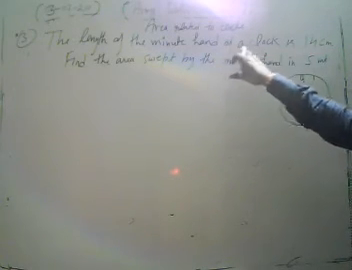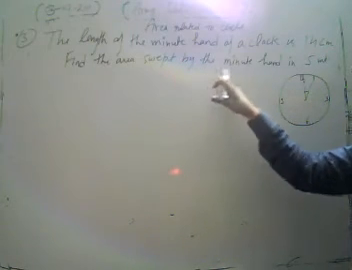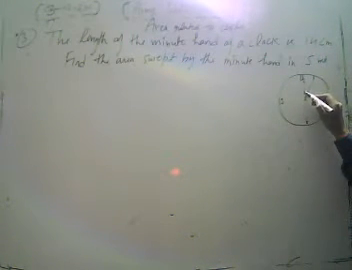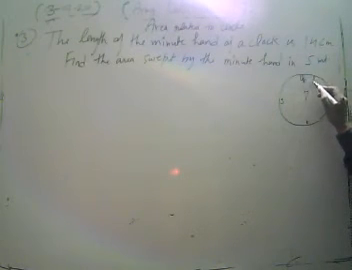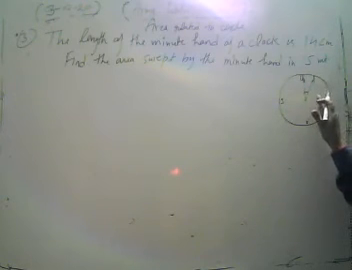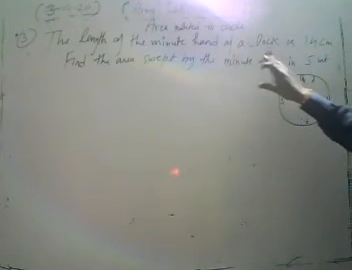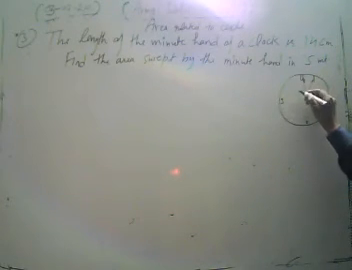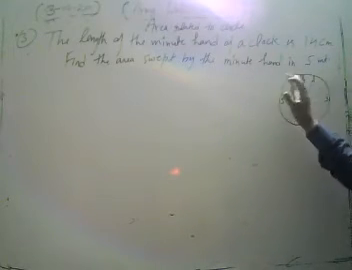The length of the minute hand of a clock is 14 centimeter, and we have to find the area swept by the minute hand in 5 minutes. Obviously it forms a sector, because when our minute hand is on 12 and after 5 minutes it reaches 1, it has covered 5 minutes. The length of the minute hand is given as 14 centimeter. We have to find this area swept by the minute hand.